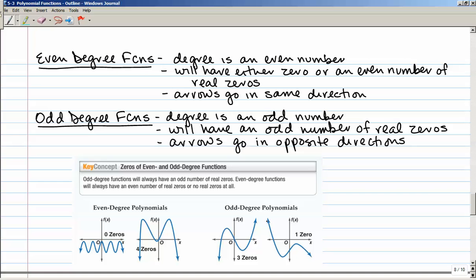Here's another cubic function, okay, but it only has 1 real zero. Notice that it doesn't quite go up high enough right here to go past the x-axis. And this has 1 real zero, and because the arrows are going in opposite directions, it's an odd degree polynomial.